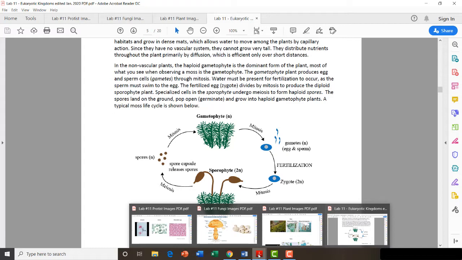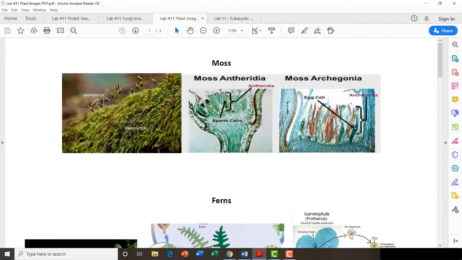So I'm going to come back to my plants, and I really want you to see the dominant or the bigger form in each plant that we're going to talk about. So in moss, you see the gametophyte is all the green, and the sporophyte are these tiny little stalks with the capsules at the top. So you can see here the gametophyte is the dominant form for mosses.